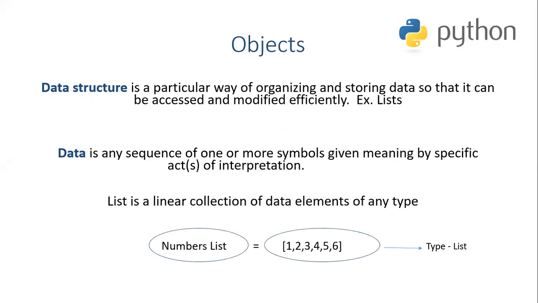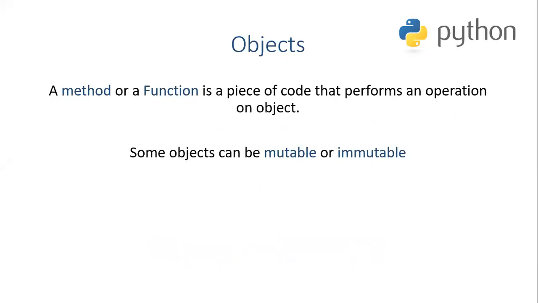And this list can contain letters, a linear collection of words, or can be other types of data, like another nested list, or it contains a list and a list. So it doesn't matter as long as it has a linear collection. And I've also mentioned a method or a function. A method or a function is a piece of code that performs an operation on an object. And I'm going to discuss more about this in the next session.